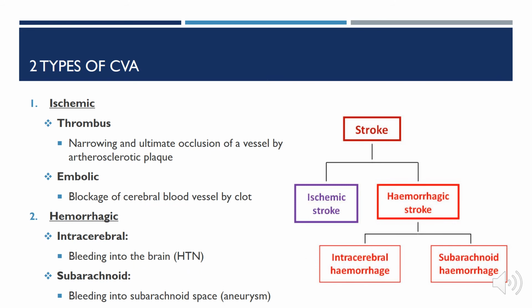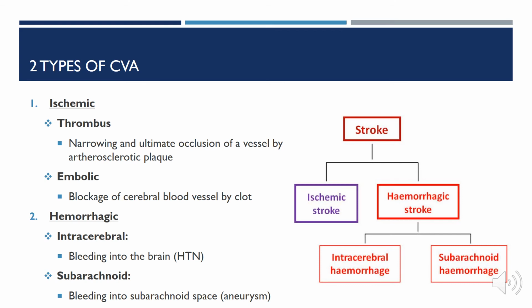So when we break down the two types of CVAs, we have ischemic and hemorrhagic again. Ischemic has two kinds, a thrombus and an embolus. A thrombus is narrowing of that vessel, which can lead to complete occlusion of the vessel by that plaque. An embolus can be broken off, travel, and land in a small vessel, completely occluding it also.